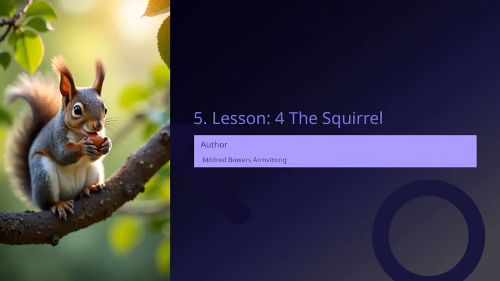Now, let's turn our attention to Lesson 4, which features The Squirrel by Mildred Bowers Armstrong. This story offers us valuable insights into resourcefulness and perseverance. As we explore this lesson, I want you to focus on how the squirrel demonstrates cleverness in difficult situations. It highlights the importance of thinking quickly and adapting to challenges, qualities that are essential in our own lives. Remember, this story ties into our overall theme of resilience and problem-solving. By understanding the squirrel's behavior, we can learn how to approach our own obstacles with creativity and determination. Keep these ideas in mind as we delve deeper into this lesson.